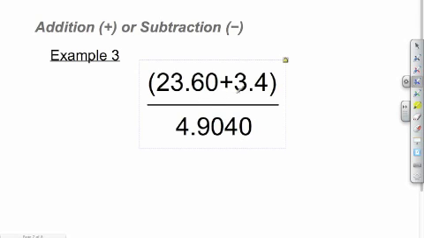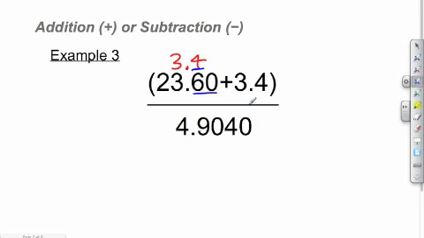So first I'm going to start by adding up the numerator. I'm going to rewrite 3.40 right above my 23.60, and I'm going to line up the decimal points. And here it's very simple to see. The 3.4 has 1 place after the decimal. 23.60 has 2. So this answer between the addition of 23.60 and 3.4 needs to have just 1 place after the decimal.